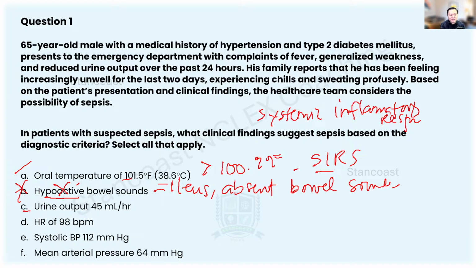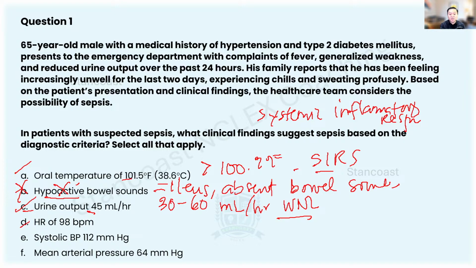Let's take a look into letter C. What is in urine output of 45 mL per hour? Is it within the normal range or is it not? Okay, remember about the hourly urinary output in the adults. We're going to expect how much? At least 30 to 60 mL per hour. This is the range. Okay, so this is within the normal range. So this is another answer.